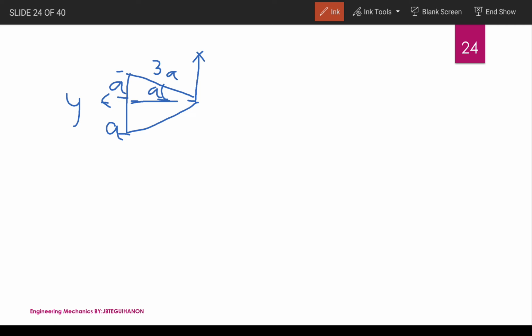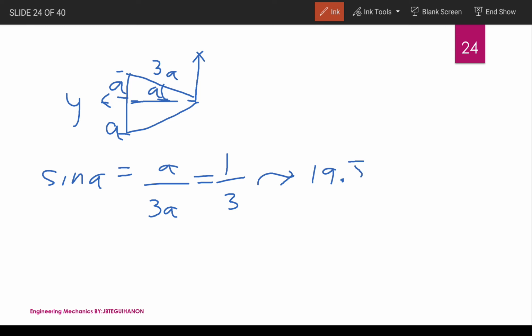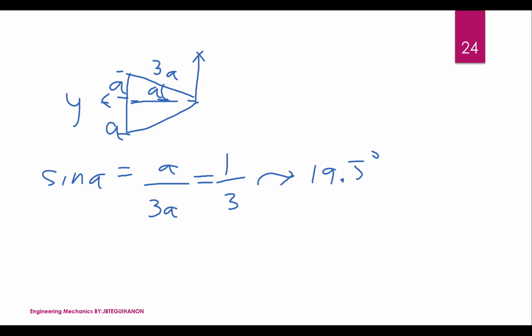So dito, makukuha mo yung sin alpha is equal to, di ba, opposite side over hypotenuse, A over 3A. That is actually 1/3 and that is approximately 19.5 degrees. Okay, let's go to the next slide.